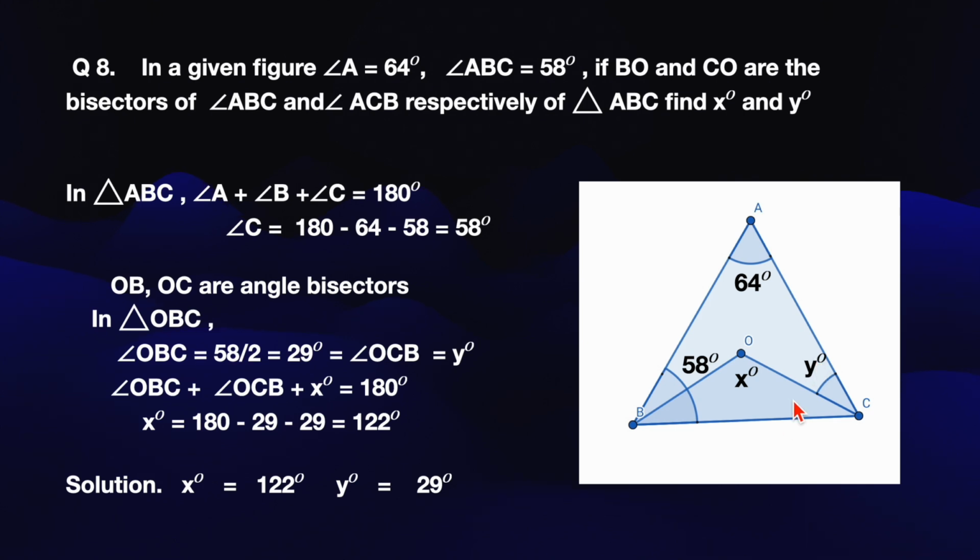Now we have to find x. So x plus 29 plus 29 is equal to 180. So what is x? 180 minus 29 minus 29 is equal to 122. So here the rule is that all the angles of a triangle will add up to 180 degrees. Always remember that.